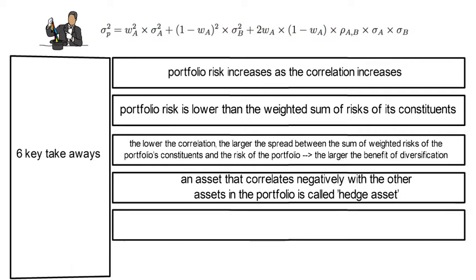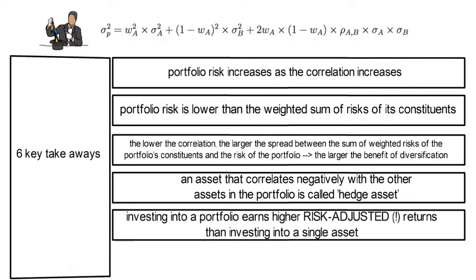Fifth, investing into a portfolio earns higher risk-adjusted returns than investing into a single asset. That holds because the portfolio's expected return is a weighted average of the expected returns of all constituents. But the volatility of the portfolio return is lower than the weighted average of the volatility of all constituents.